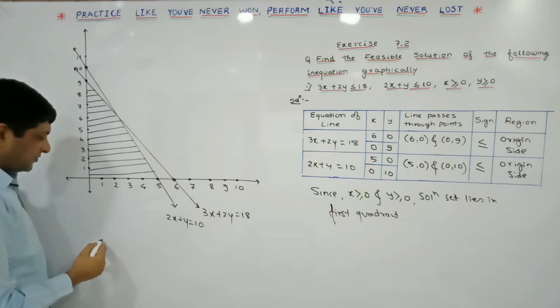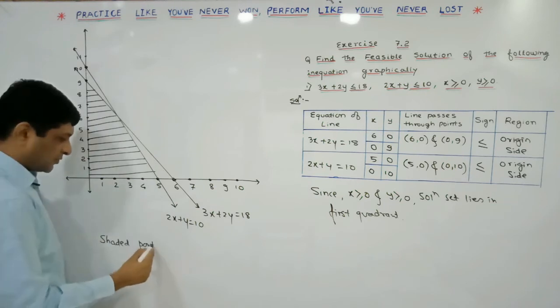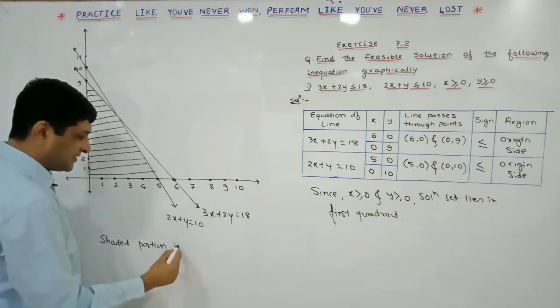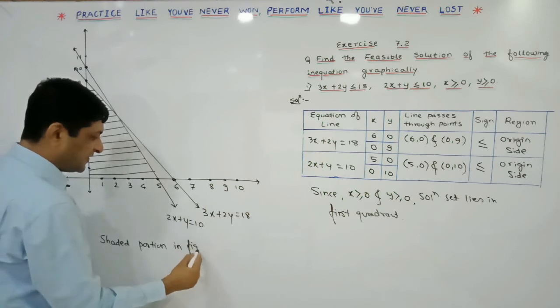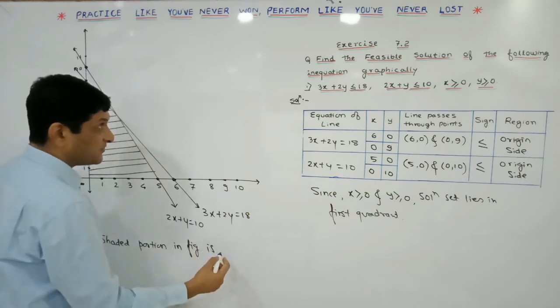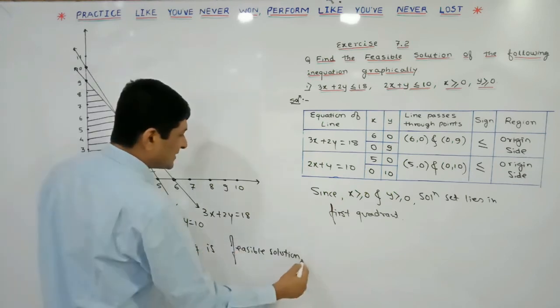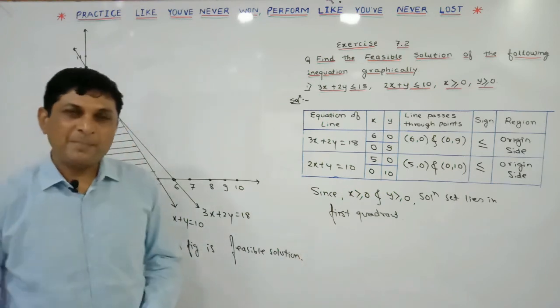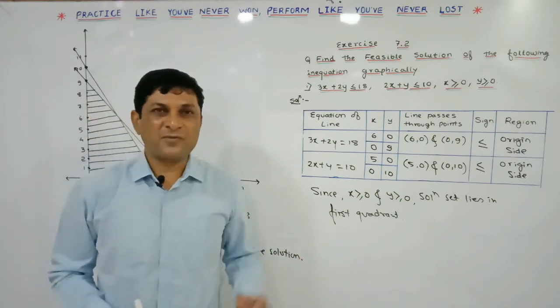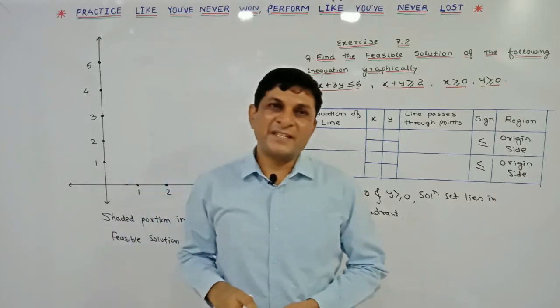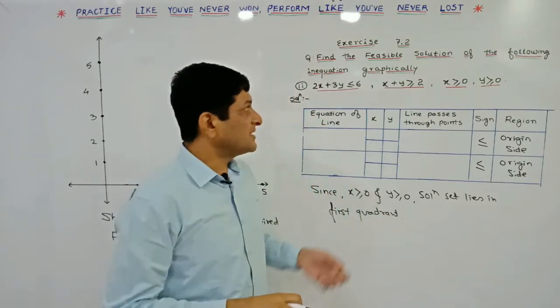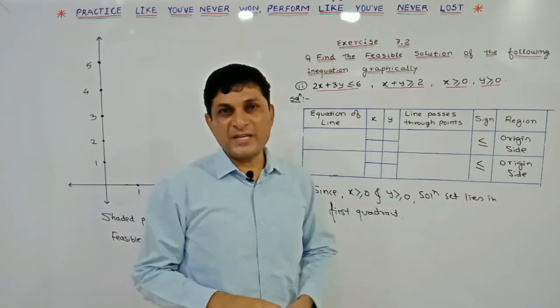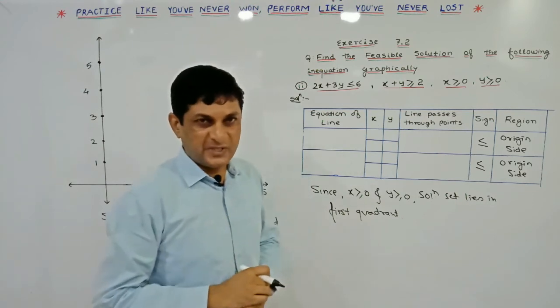So lastly, write down that the shaded portion in the figure is the feasible solution. Now the same method we have to apply in the remaining examples from this exercise. Now see the second example. In the second example also, 4 constraints are given to us and we have to find the feasible solution.